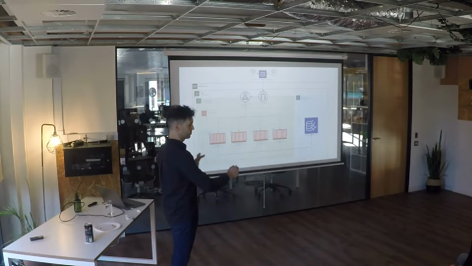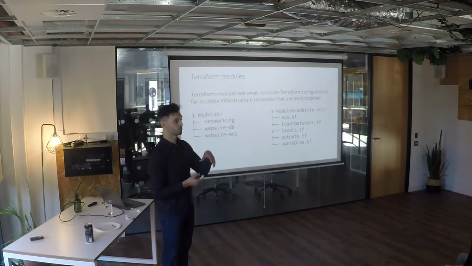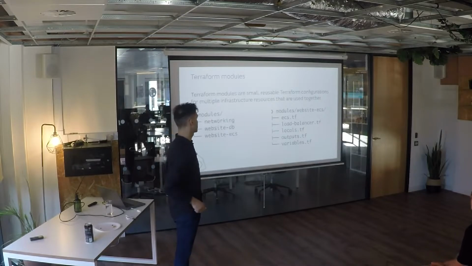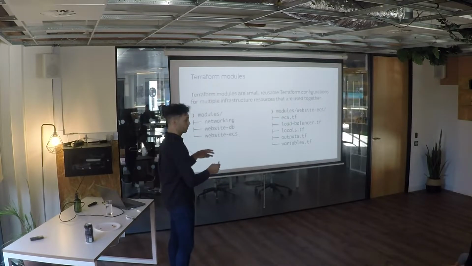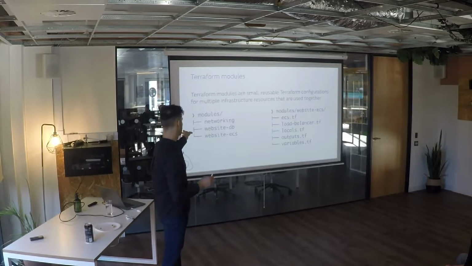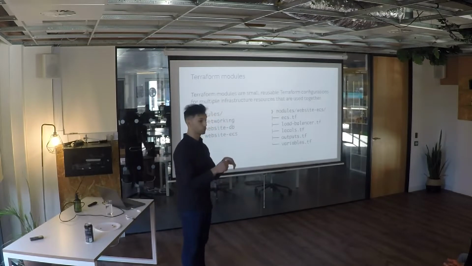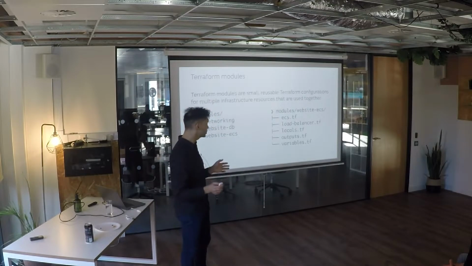In order to have this created using Terraform, I would start by writing Terraform modules. Terraform modules are the building blocks, small components written using Terraform files so that I can create that infrastructure. One way to create that is by splitting into three different modules: my networking module, a website database, and a website ECS module. And on the right side, you can see an example of what the website ECS module could look like.